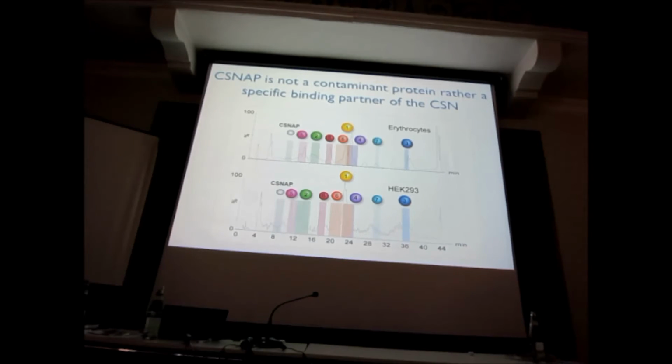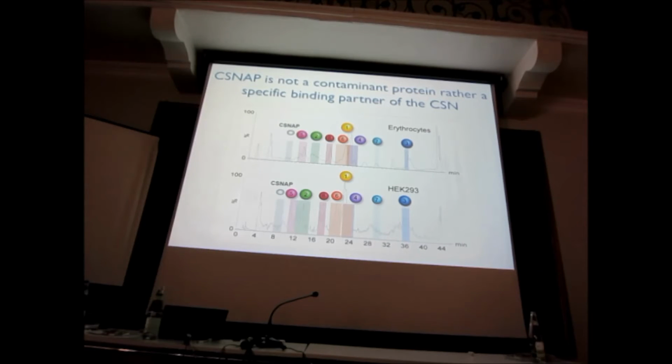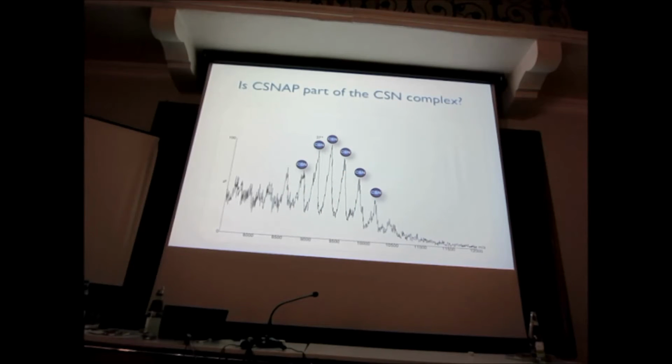The fact that we were using two different systems and two different isolation methods suggests that we will not have identical contaminants. So the fact that CSNAP appeared again suggests that it specifically interacts with the signalosome subunits. But in order to further validate this, we applied the native mass spectrometry approach, and here you can see the mass spectrum of the signalosome isolated from the HEK293 cells. You can see that the peaks are quite broad, and this is due to the biological heterogeneity of the signalosome complex that I just mentioned in the previous slides, due to the coexisting variants of identical subunits.